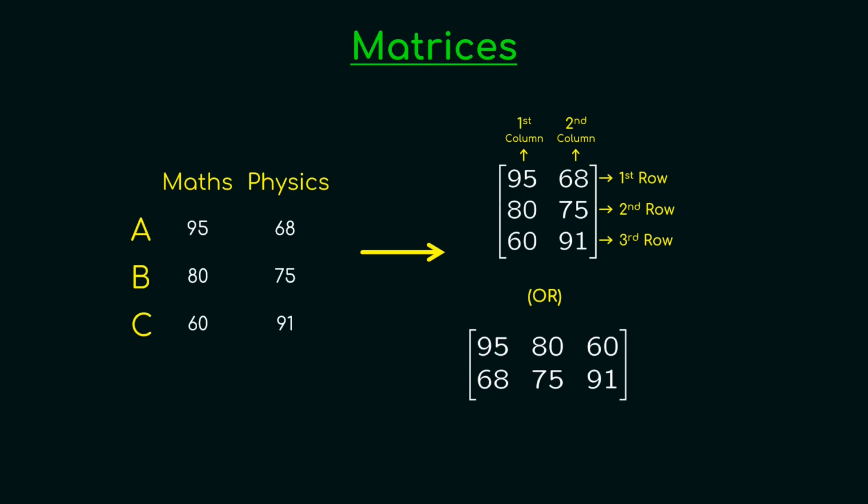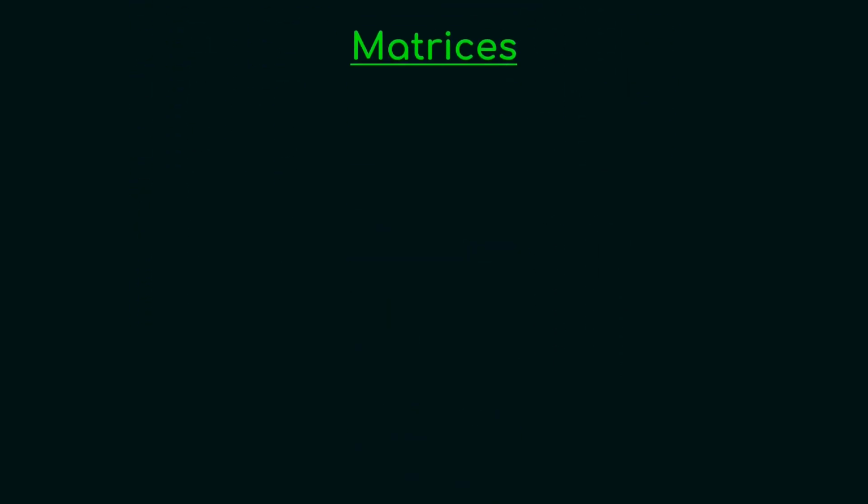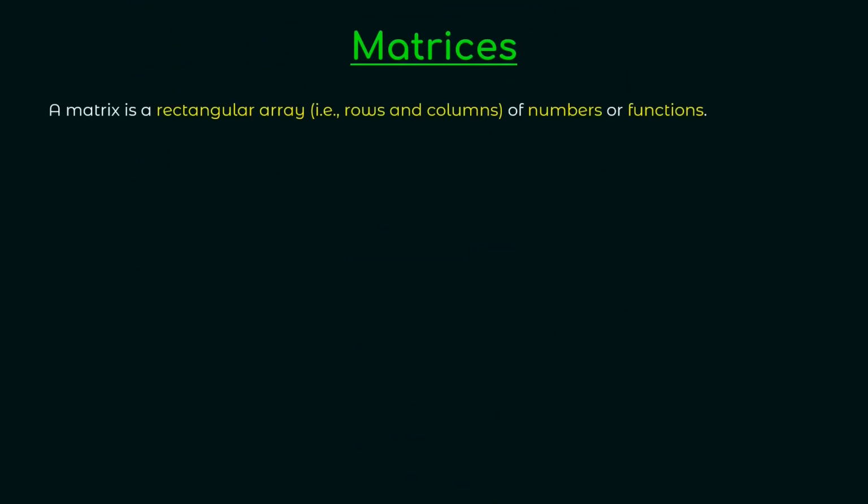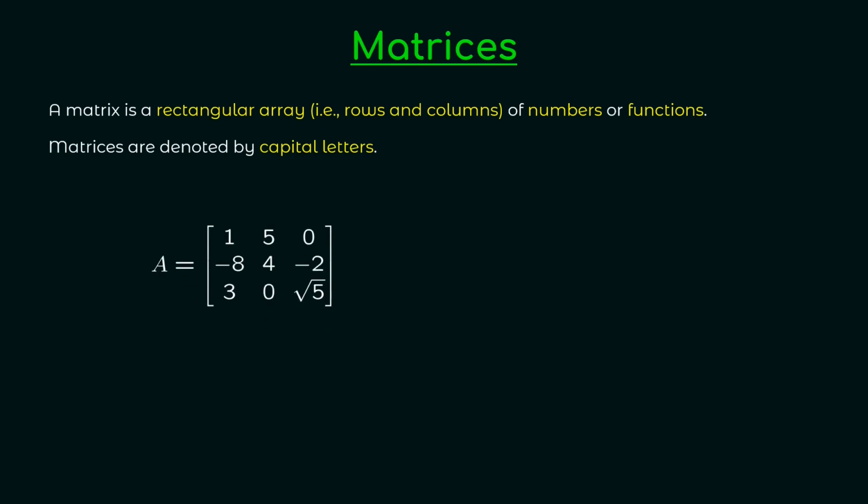Now let's first try to define a matrix. A matrix is nothing but a rectangular array of numbers or functions. Rectangular array means that it consists of rows and columns. And matrices are denoted by capital letters. Now let's see some examples. Here A is a matrix. And as we have said before, it is denoted by capital letter A.